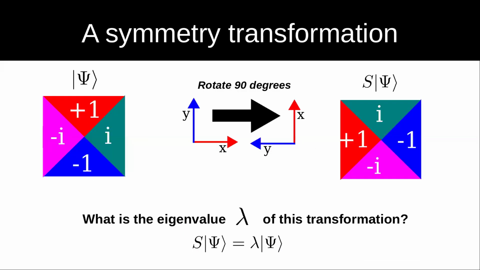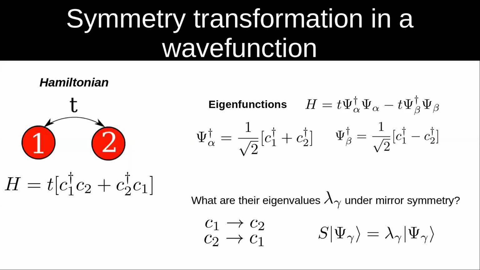You can play this game with a more complex wave function, actually with a complex-valued wave function. So you can imagine that now you have a wave function that takes values +1, -i, and so on, and then you rotate it by 90 degrees, and all your values change. Now you can ask yourself again, what is the eigenvalue of this transformation? If you do it, you will see that the eigenvalue is actually i. So you can have a wave function whose eigenvalue is +1, and you can have a wave function whose eigenvalue is -1.